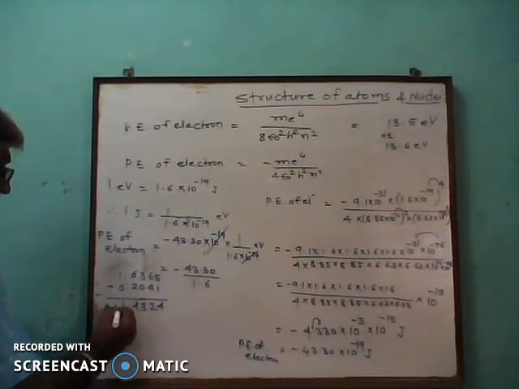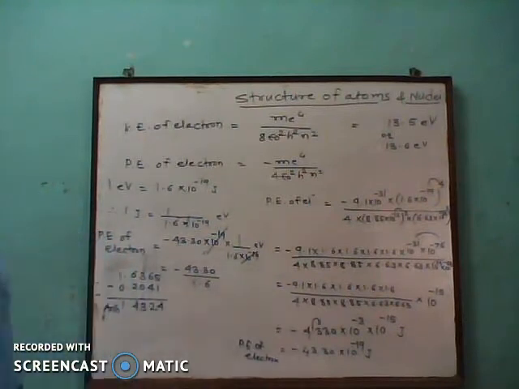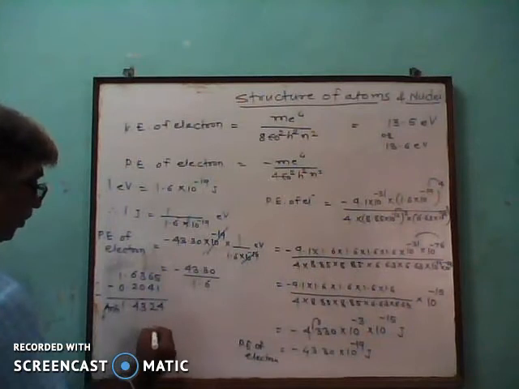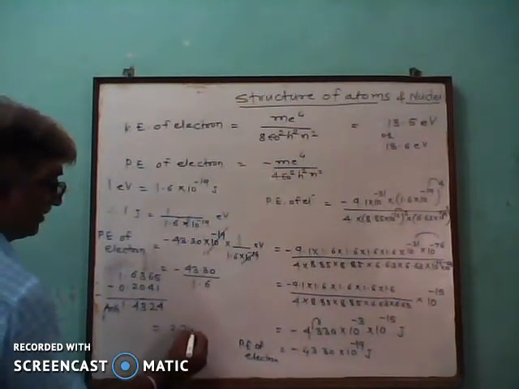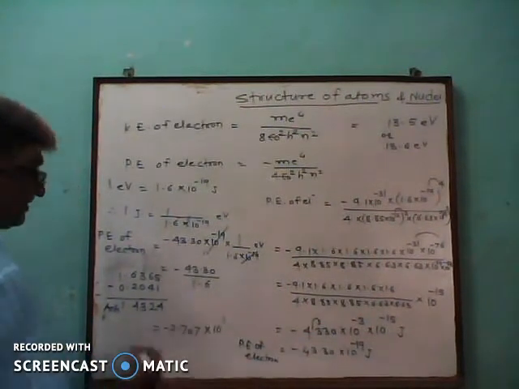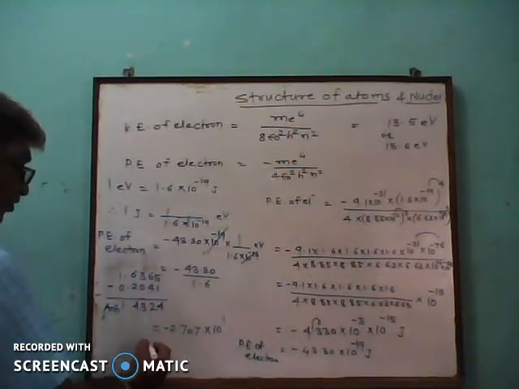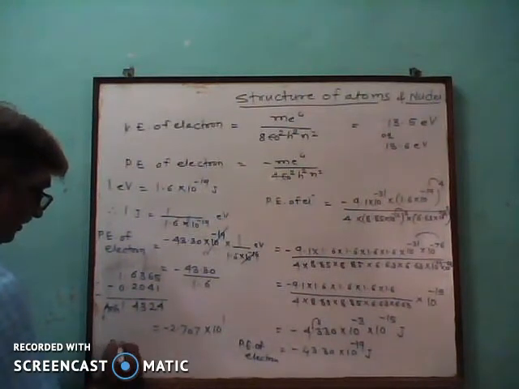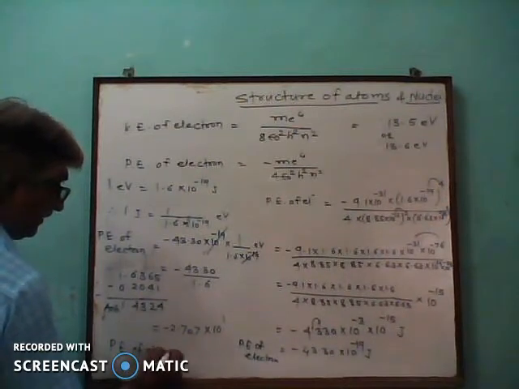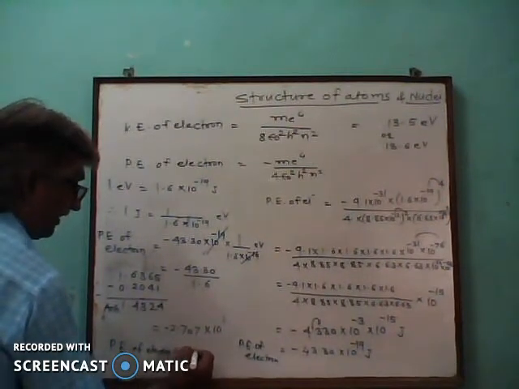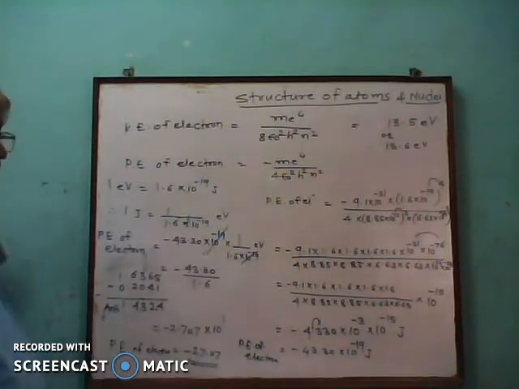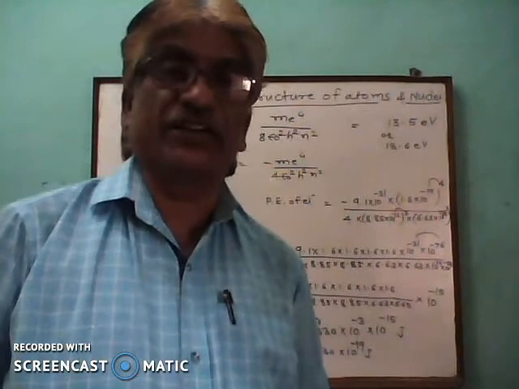If we take the antilog of 1.4324, its antilog will be 2.707 × 10^1. Therefore the potential energy of the electron in electron volts is equal to minus 27.07, or about minus 27.2.